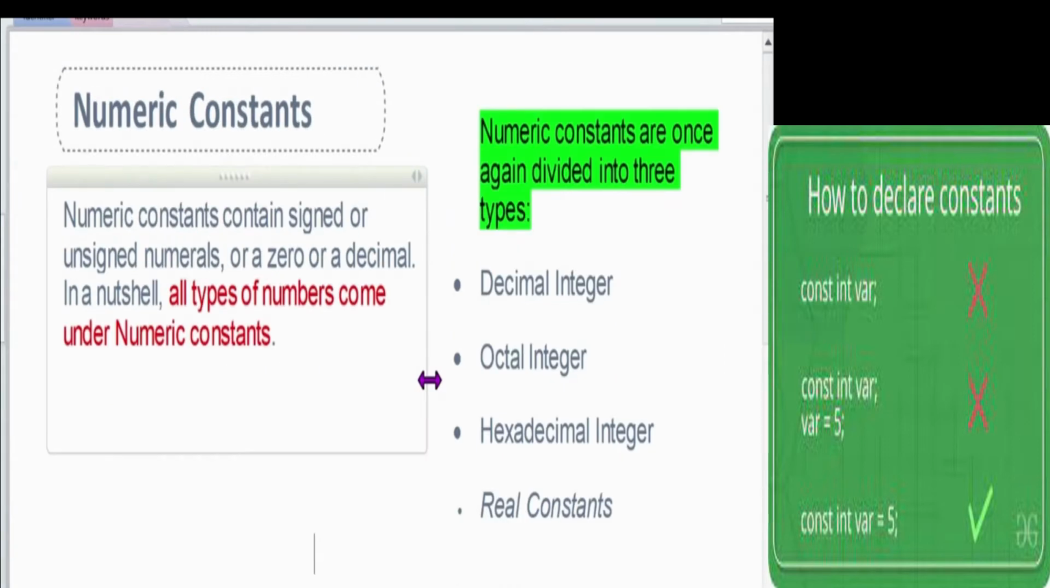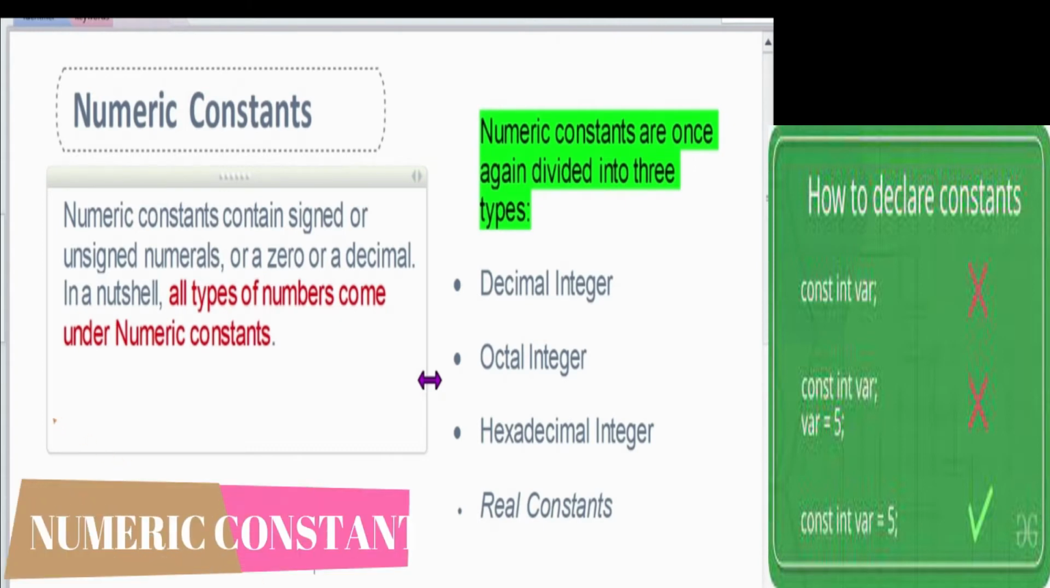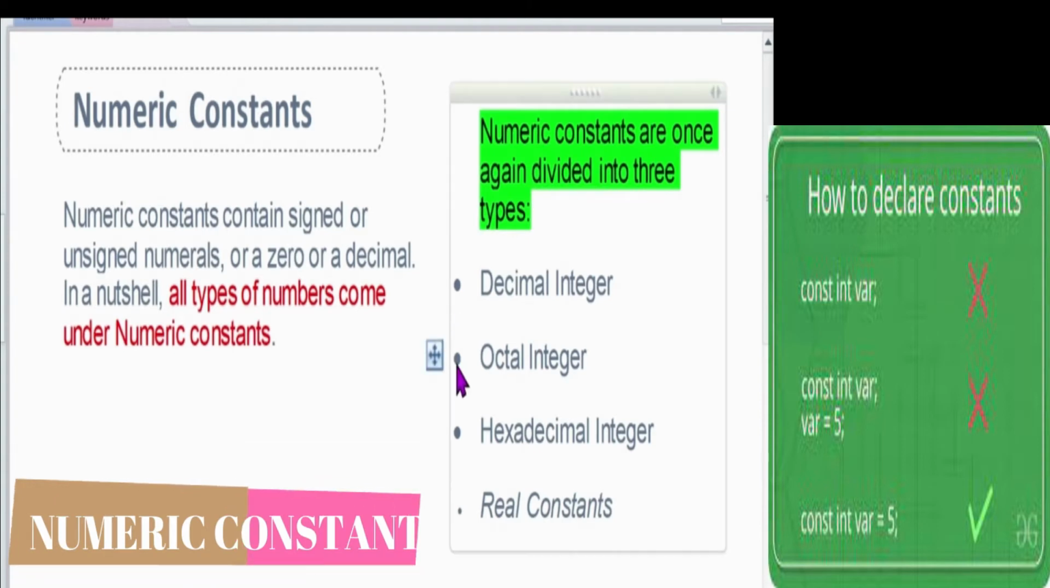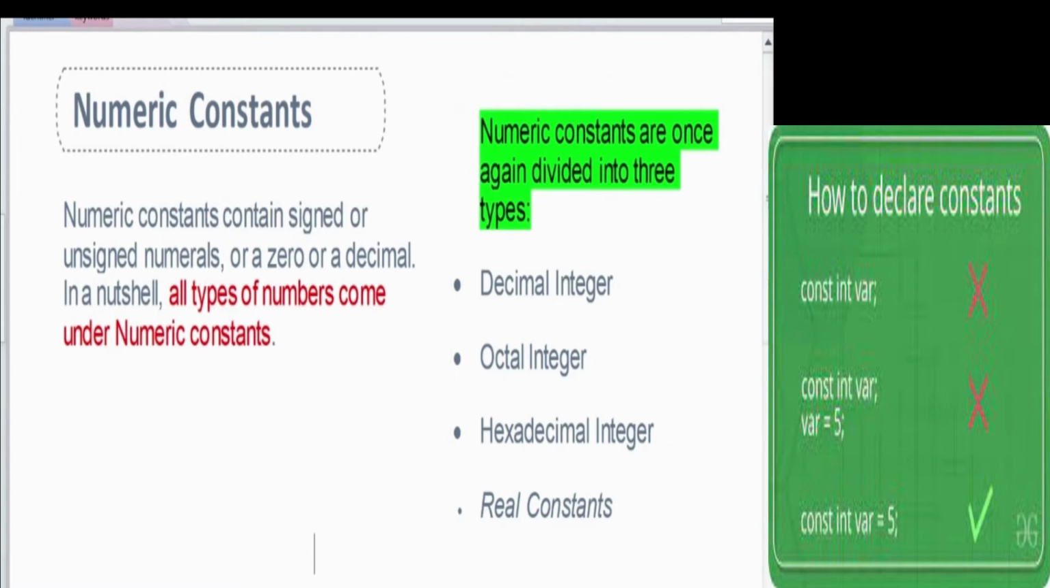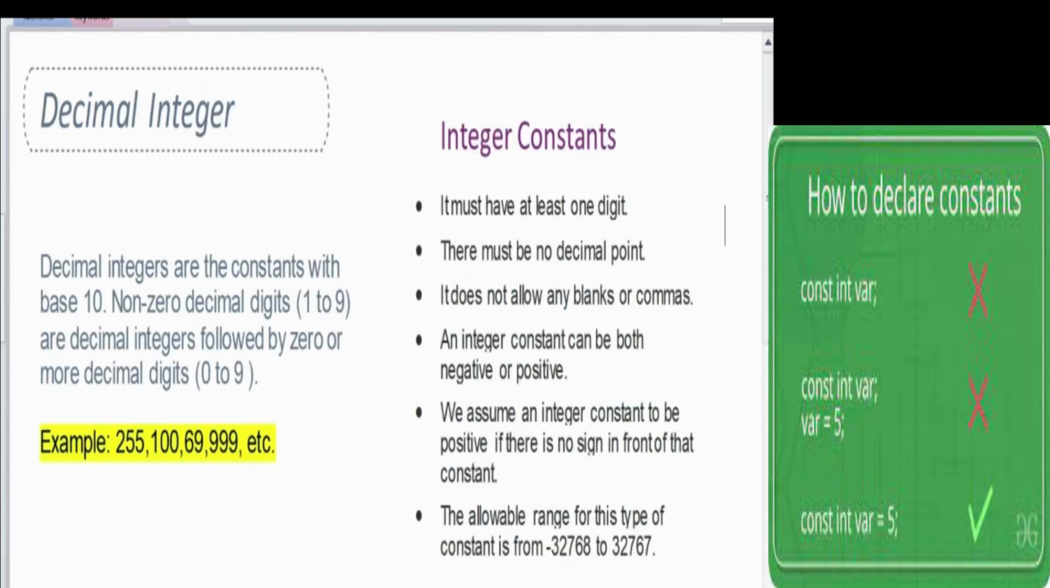Numeric constants are signed or unsigned numbers. That means all types of numbers come under the numeric constant. It may be further divided into decimal integers, octal integers, hexadecimal integers, and real constants or the floating point constants. Decimal integers are the constants with the base 10.